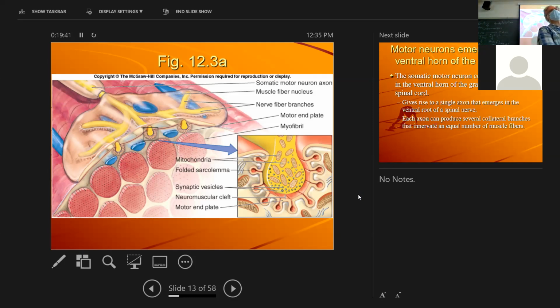This depolarization, however, is local. So it turns out the resting potential of a muscle cell is about minus 100 millivolts, thereabouts. This depolarization will increase the membrane potential to about minus 60 millivolts.